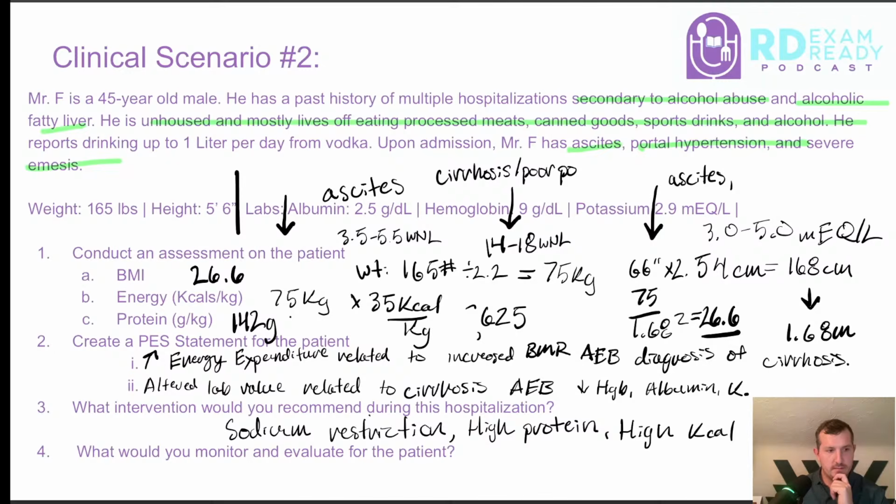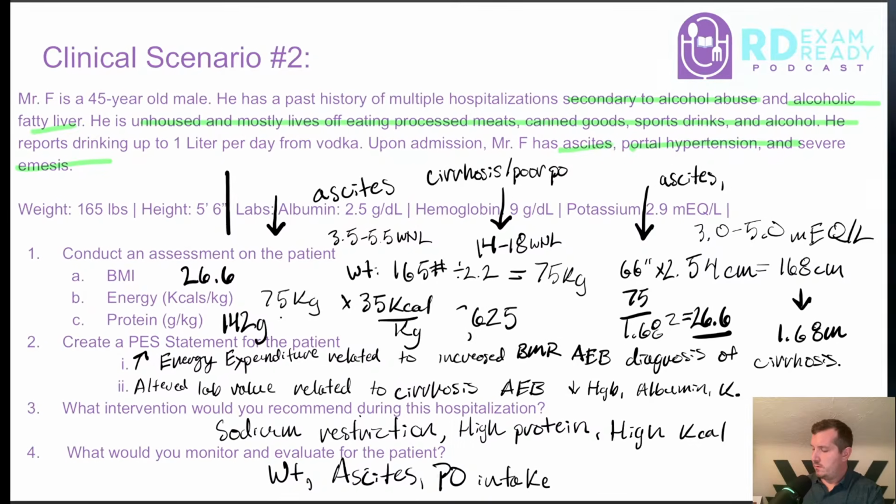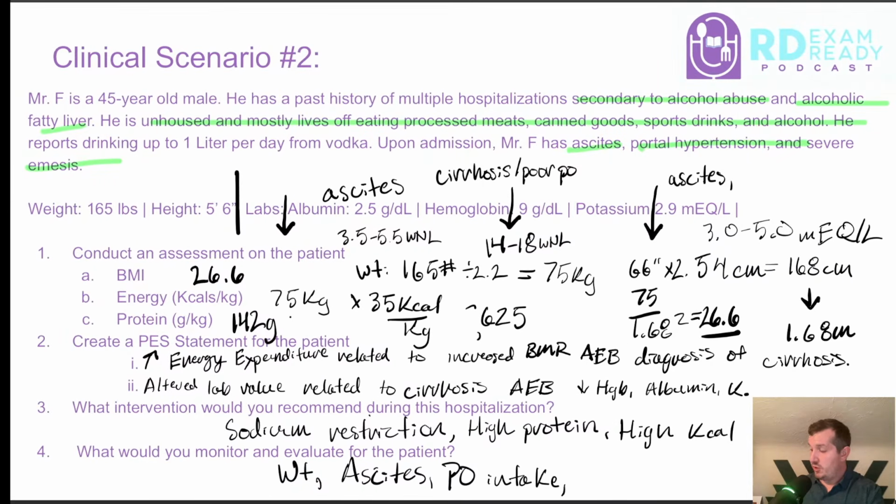Great. What I would monitor and evaluate for the patient is probably going to be their anthropometrics. I'll just say height and weight. Weight, their ascites present, so we can maybe get a better dry weight on them. Their PO intake, their sodium intake. That'd be all stuff I would monitor.